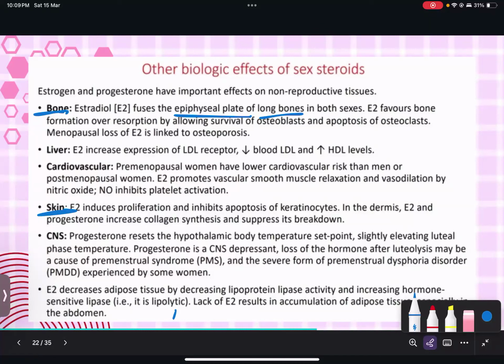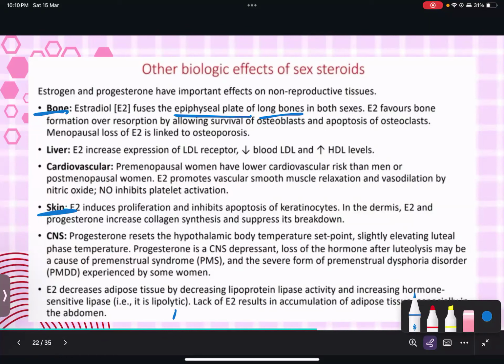CNS, which is the central nervous system: the progesterone resets the hypothalamic body temperature set point, slightly elevating luteal phase temperature. Okay, progesterone is a CNS depressant, so loss of the hormone after luteolysis, which is the corpus luteum lysis or breakdown, may be a cause of PMS or PMDD, which we will talk more about later on. But yeah, just keep this in mind, okay?